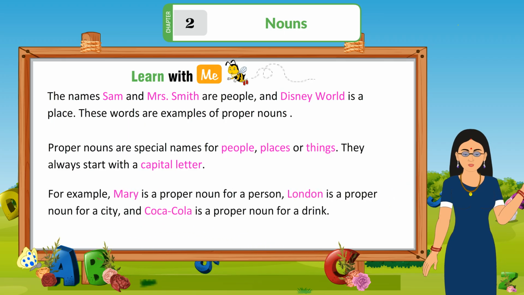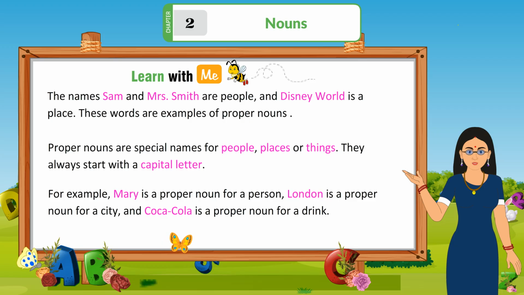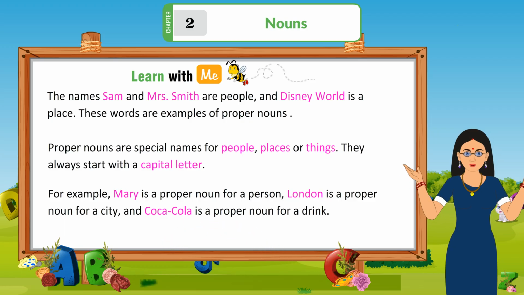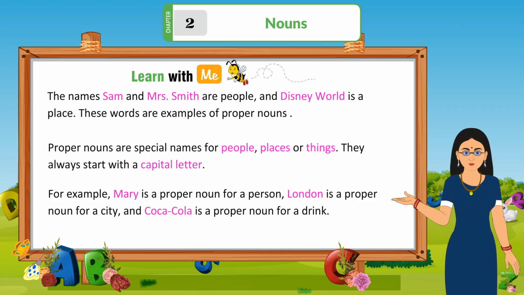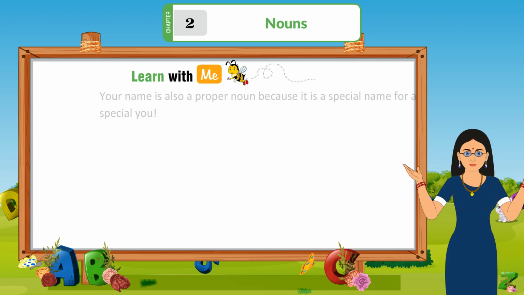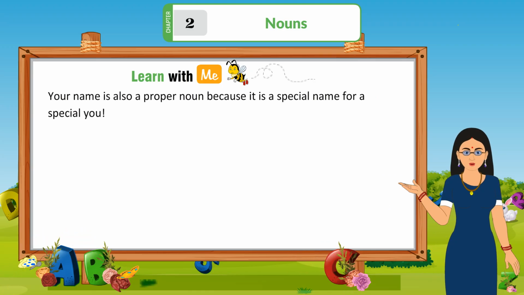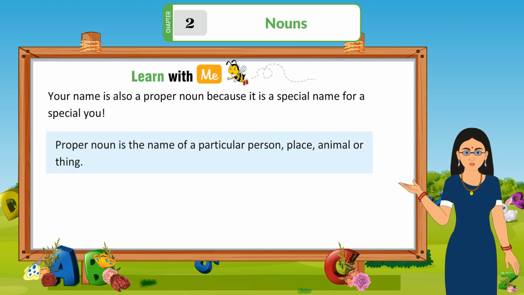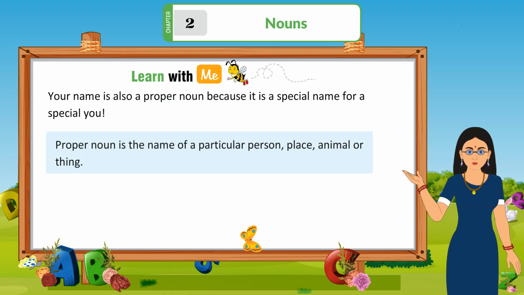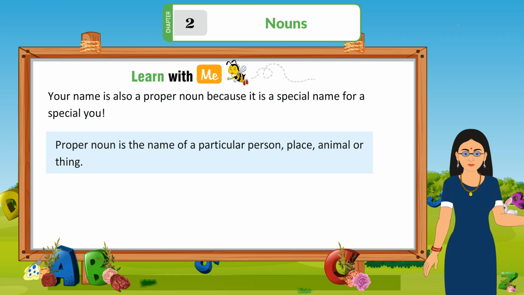For example, Mary is a proper noun for a person. London is a proper noun for a city. And Coca-Cola is a proper noun for a drink. Your name is also a proper noun because it is a special name for a special you. A proper noun is the name of a particular person, place, animal or thing.